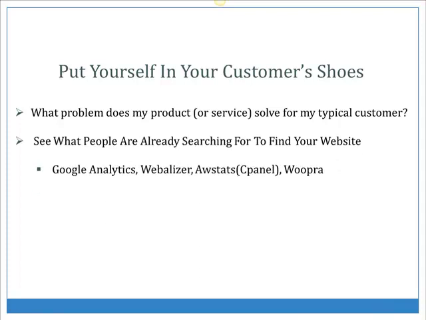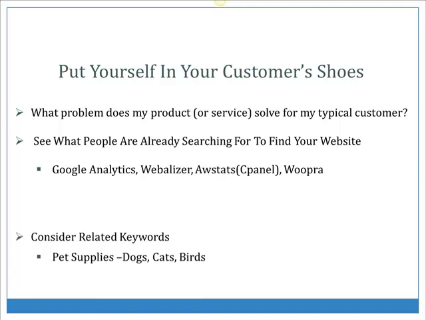See what people are already searching for to find your website. You can use Google Analytics, Webalizer, or AWStats, which is in your cPanel. You can use Wipro, like we were talking about a little earlier, on your blogs and other sites. A lot of these places will tell you the words people use to find your sites. If you're getting a lot of traffic from those words, those are the ones you want to really start capitalizing on in your articles and posts.